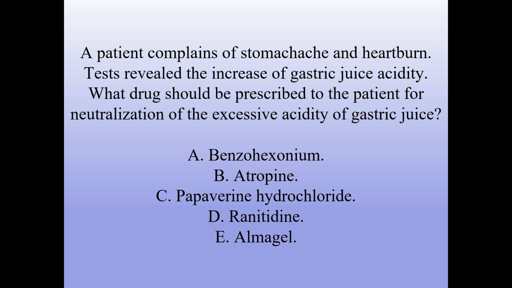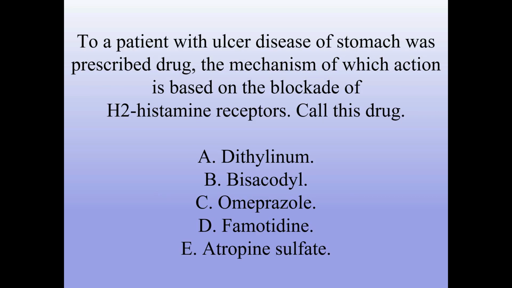As you remember, neutralization of gastric acidity is antacids. In here, antacids, we have Almagel. Almagel we discussed in lecture 3. It is a kind of antacid. To a patient with ulcer disease of stomach was prescribed drug, the mechanism of which action is based on the blockade of H2 histamine receptors. Call this drug. This is also very easy. In here the answer will be famotidine.